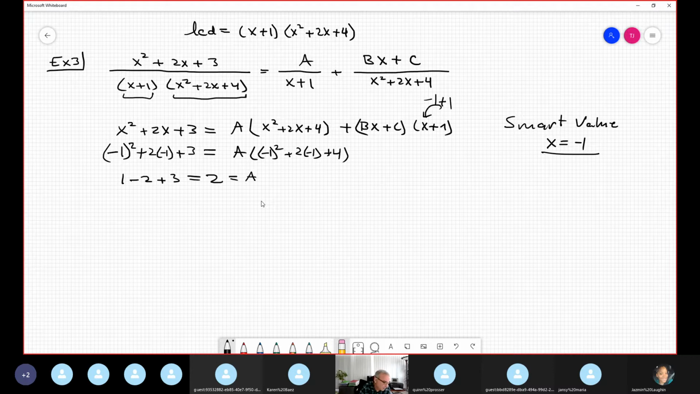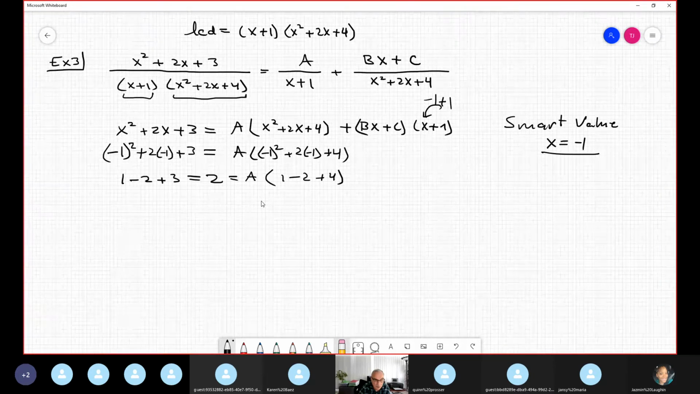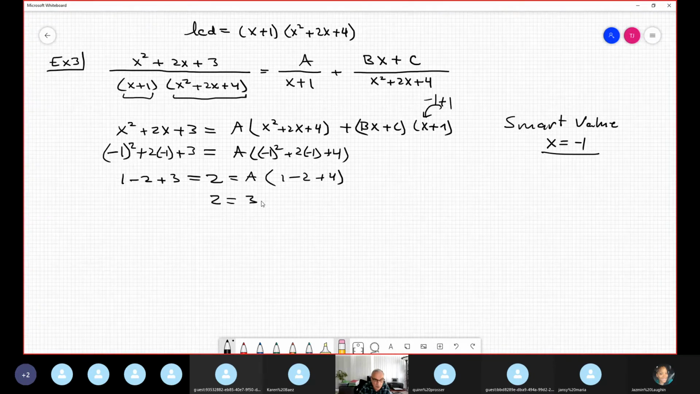A times something. This is -1 squared, which is 1, minus 2 plus 4. 4 plus 1 is 5, minus 2 is 3. That is, 2 equals 3A. Therefore, A is 2/3. I got it, A is 2/3. I need to find then B and C.